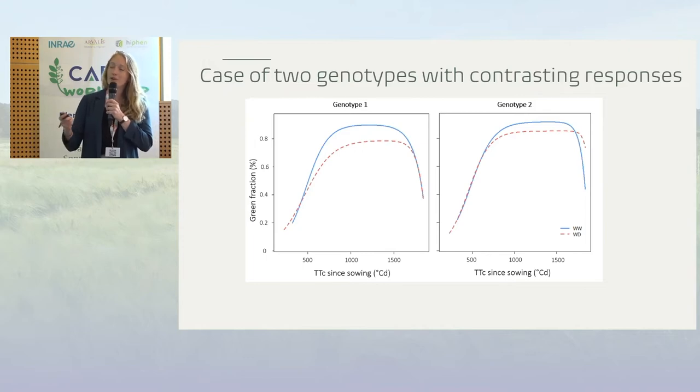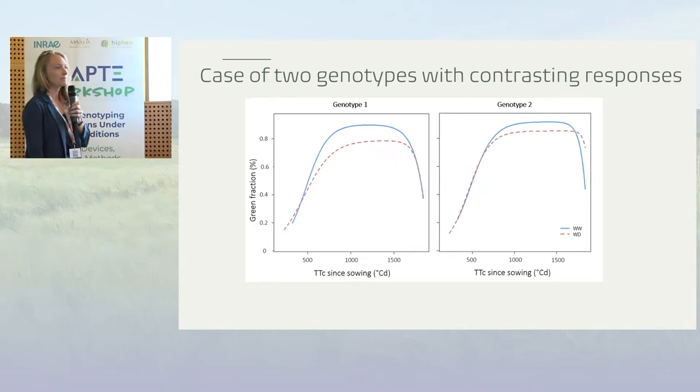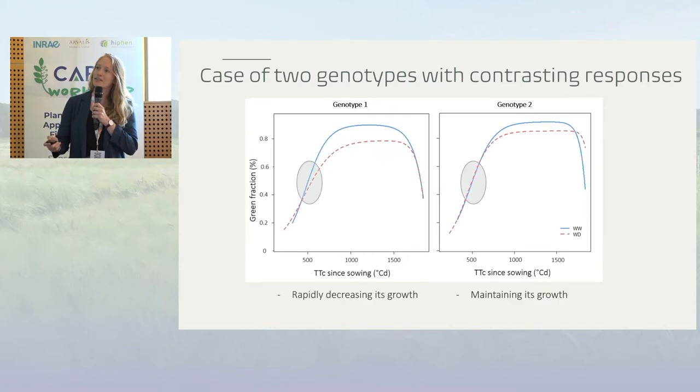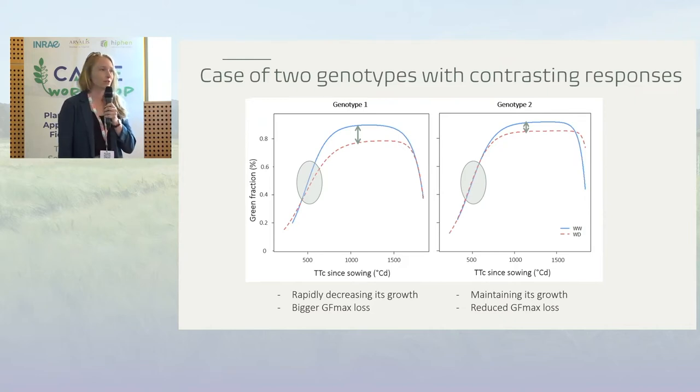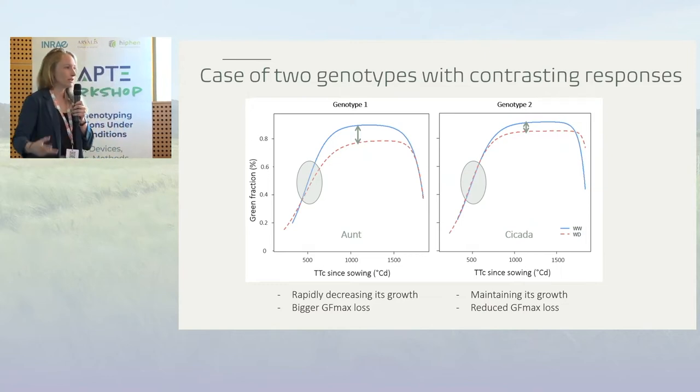As an example, here are two genotypes. So you can see a green fraction and thermal time in thawing. And you can see that in well-watered conditions, there are not so many differences between the two genotypes, while in water deficit we can see that the first one is responding differently than the second one. Firstly, the first one is rapidly decreasing its growth, while the other one is maintaining its growth, resulting in the first one in a big loss of maximal GF value, while the other one is quite conserving its value. So there is kind of an ant behavior, while there is a cicada behavior. One is conserving its reserve, while the other one is optimist and trying to work with it.